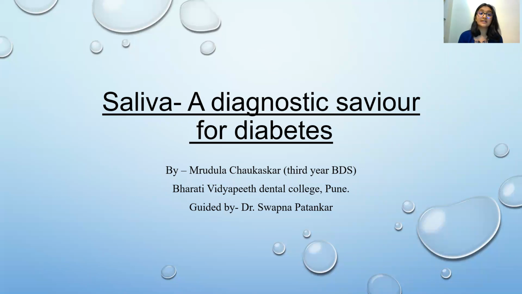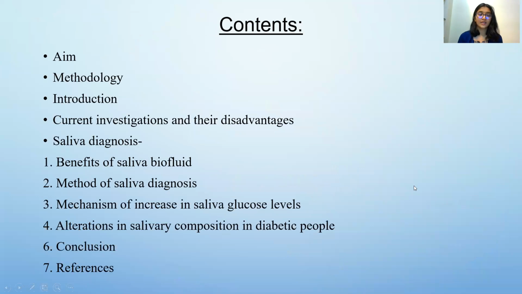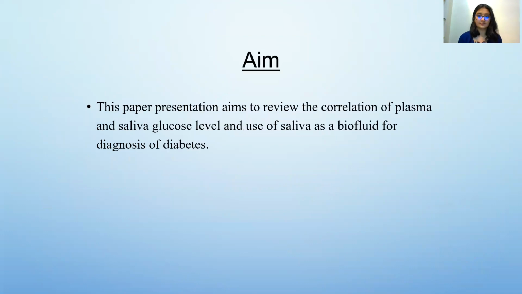Today I'll be presenting saliva, a diagnostic savior for diabetes. In this, we'll see aim, methodology, introduction, current investigations and the disadvantages. In saliva diagnosis, we'll see benefits of saliva biofluid, method of saliva diagnosis, mechanism of increase in saliva glucose levels, alterations in salivary composition in diabetic people, conclusion and references.